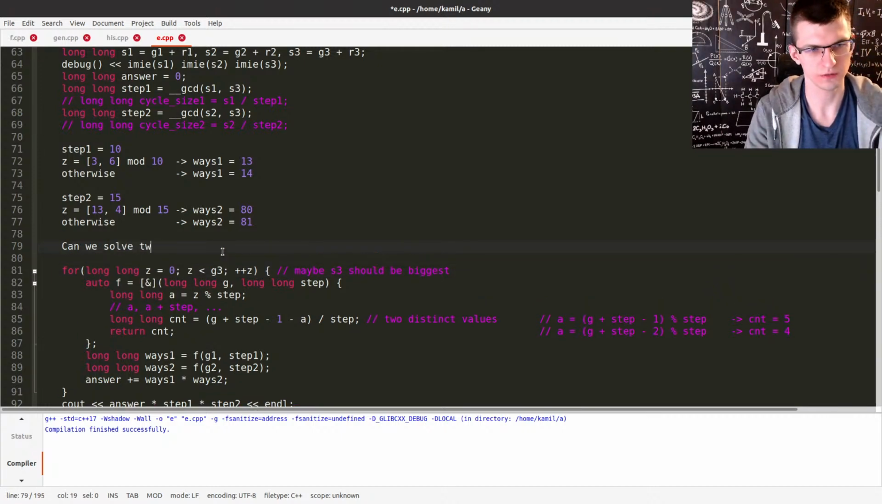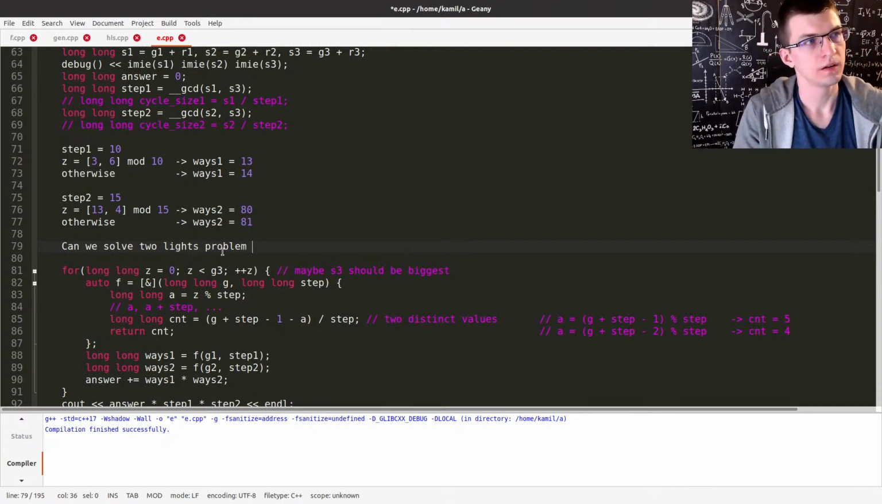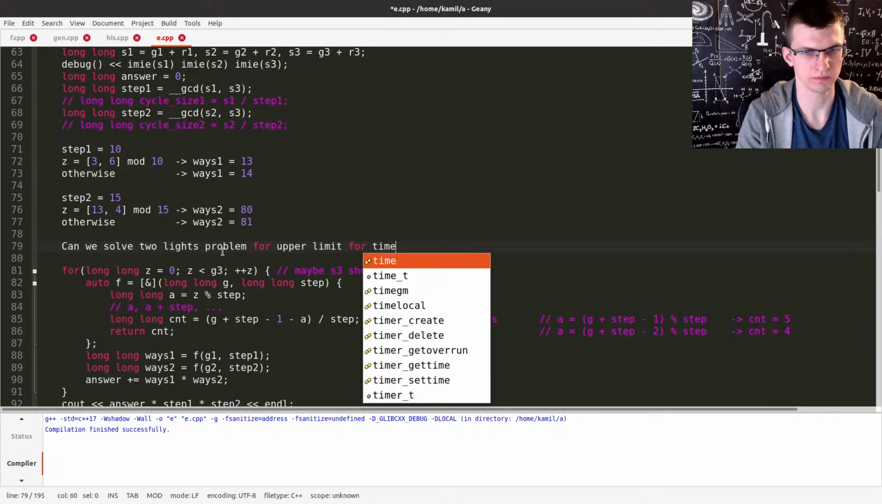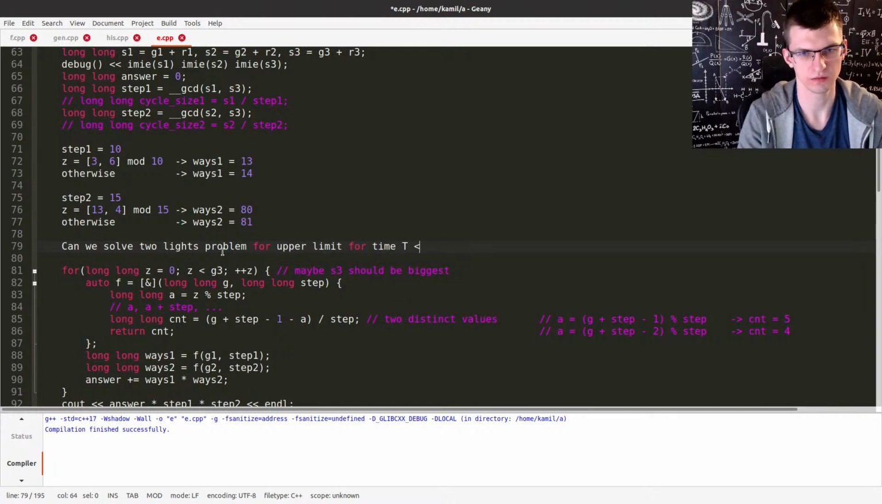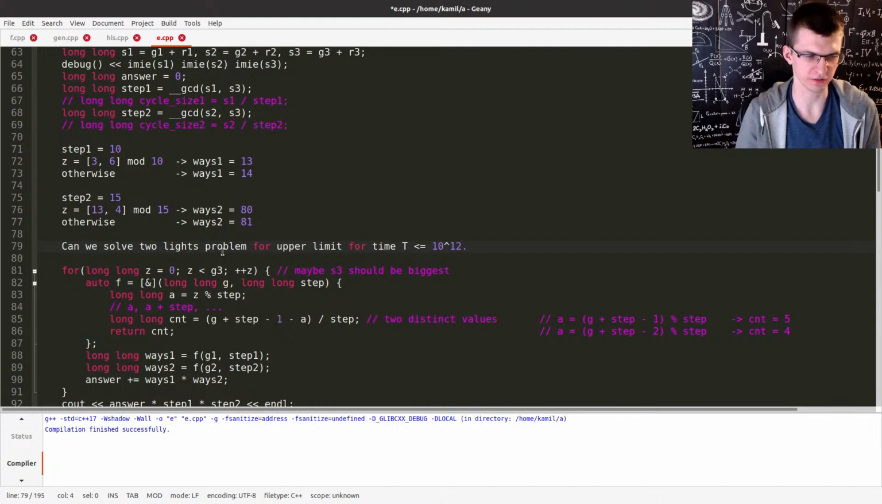Can we solve two lights problem for upper limit for time? Say t. Or it's more like, can we? Let's try to solve this problem.